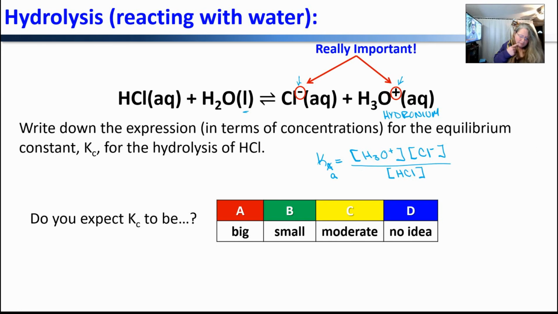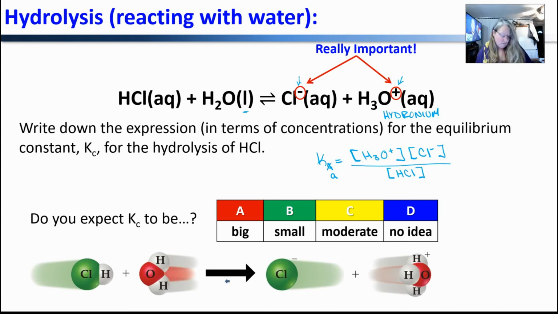Now what about HCl? What do we think? Is it going to be a big Kc or a small Kc? Hopefully you can recall that HCl is a strong acid, and we define strong acids as dissociating pretty much completely, and therefore I would expect my Kc to be much, much greater than 1.